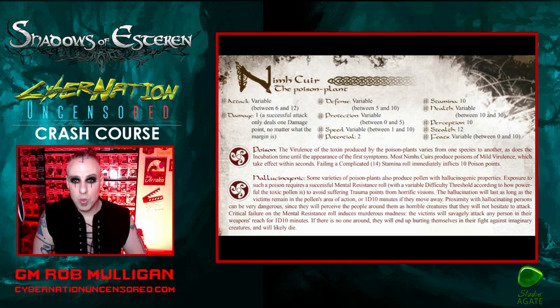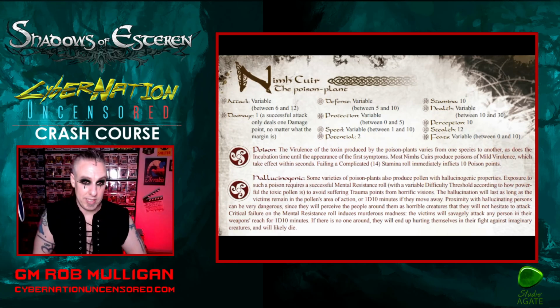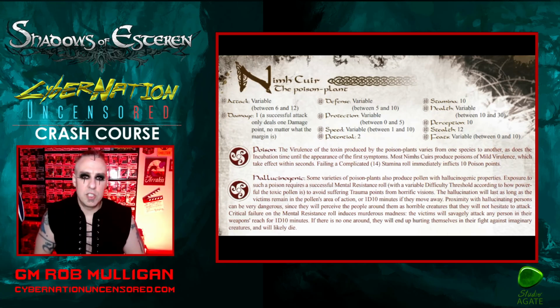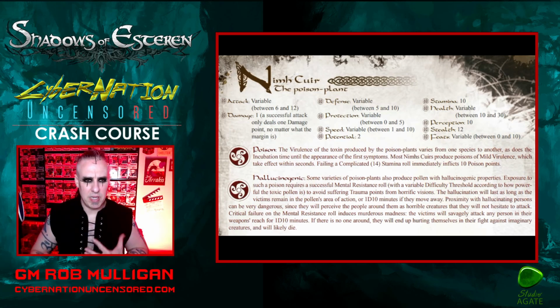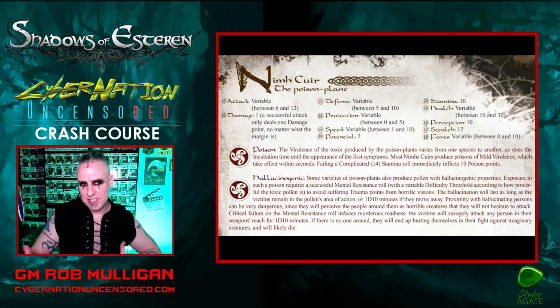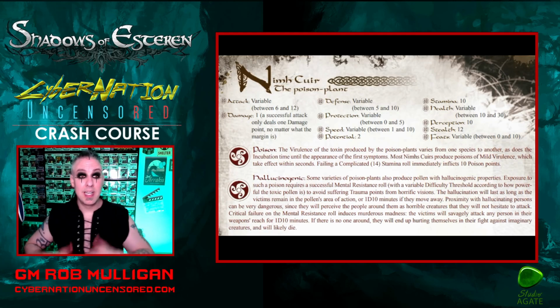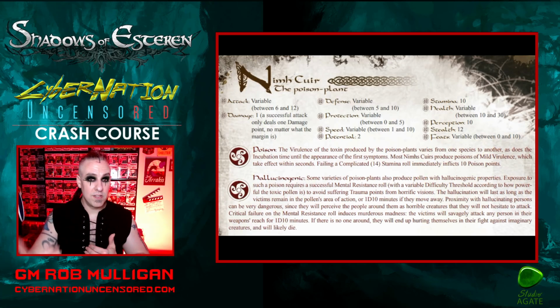Most Nims Quells produce poisons of mild virulence, which take effect within seconds. Failing a complicated 14 stamina roll immediately inflicts 10 poison points. And then it has hallucinogenic too, which it goes on to talk about how long the hallucination might last, the mental resistance roll to get out of it, whether you're in the pollen range or you stay in it or get out of the pollen.